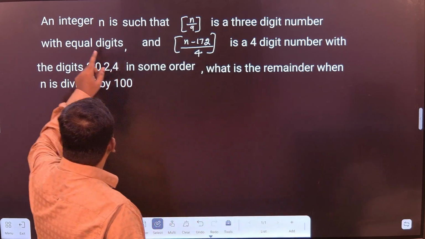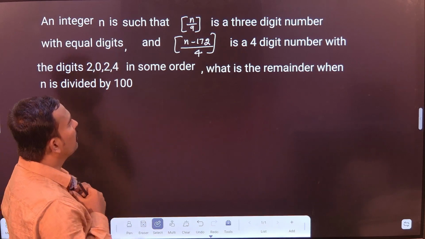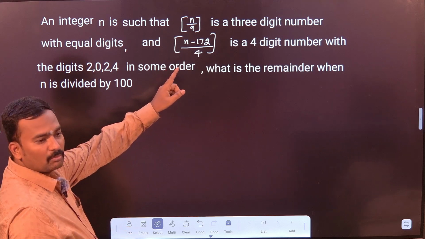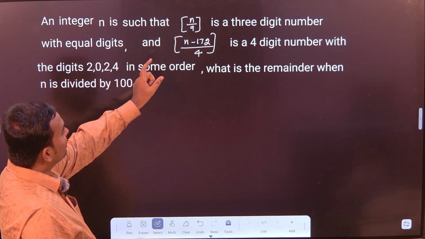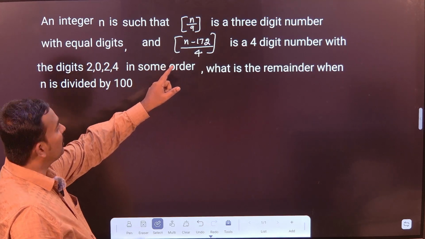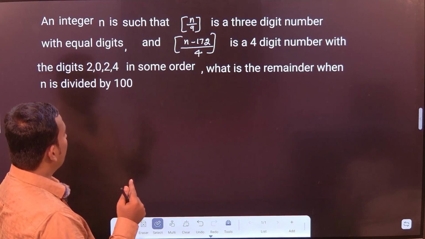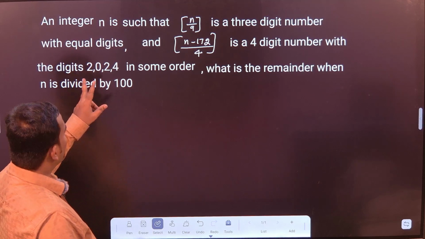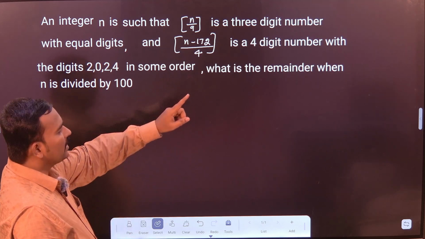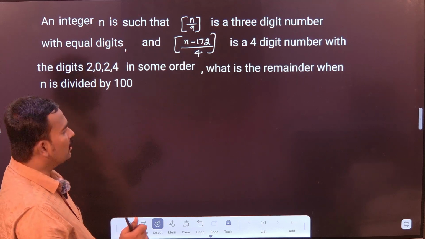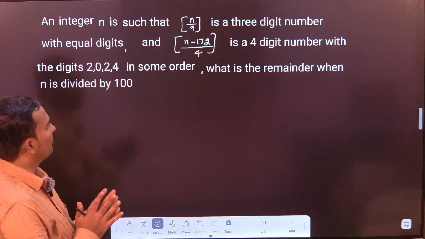The integer n is such that the greatest integer function of n by 9 is a 3-digit number with equal digits, and the greatest integer function of (n minus 172) by 4 is a 4-digit number with the digits 2, 0, 2, 4. That means you have to take 2, 2, 0, 4. What is the remainder when n is divided by 100? Clear? I hope everyone understands the question.